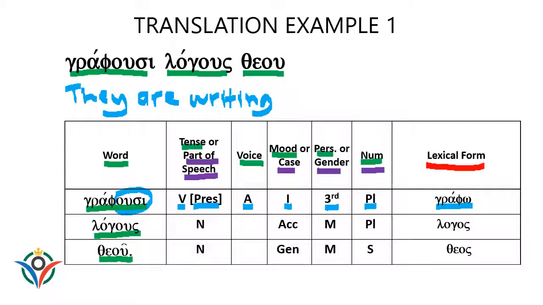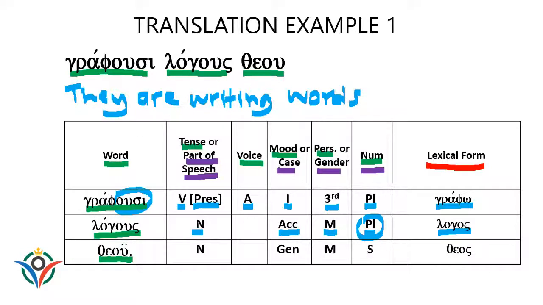Let's go to our next word. Logous. It is a noun. All right. The case is accusative. The gender is masculine and it's plural. The lexical form is logos. That's from our previous vocabulary. And because it is plural, we have to translate it as not word, but words. So they are writing words.